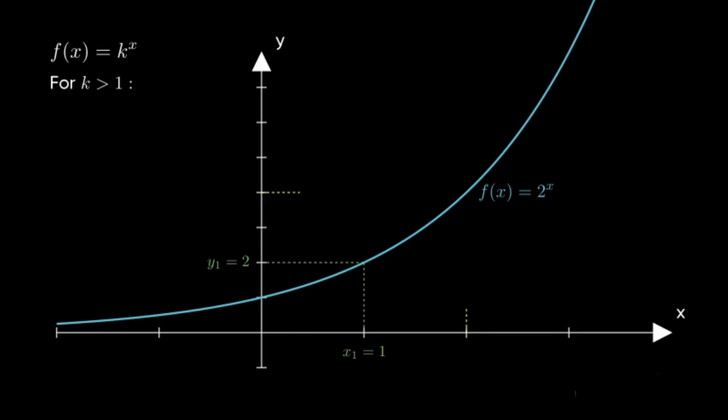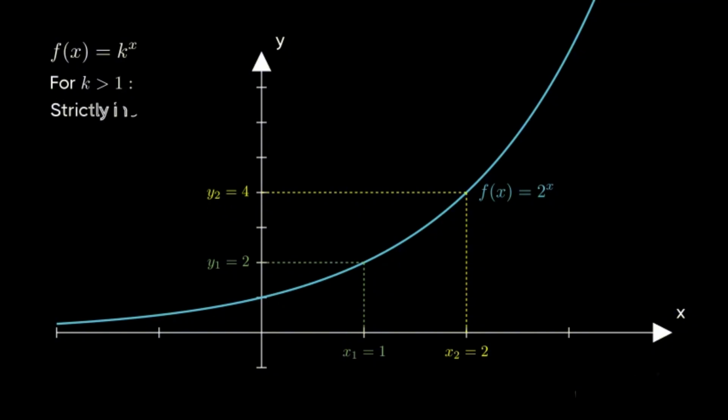Now, when we increase x to 2, we calculate 2 raised to the power of 2, which equals 4. Notice that as our x value increased by 1, our function value doubled from 2 to 4. This pattern continues. For any two x values where one is larger than the other, the function value at the larger x will always be greater. This confirms a fundamental property.